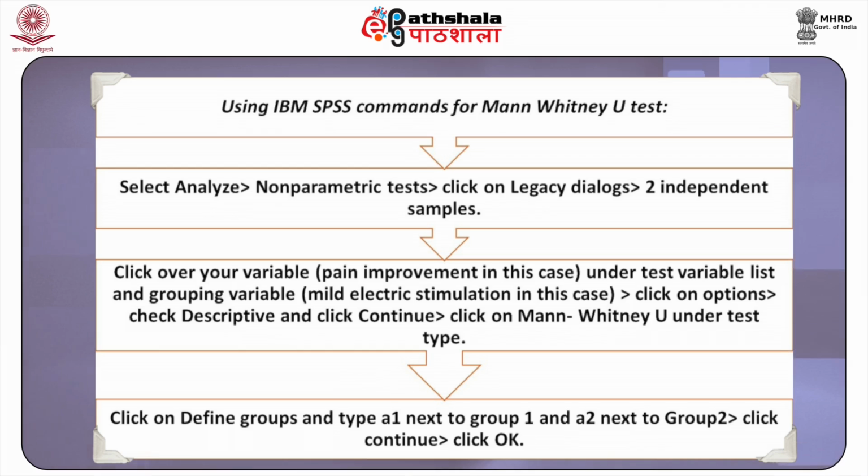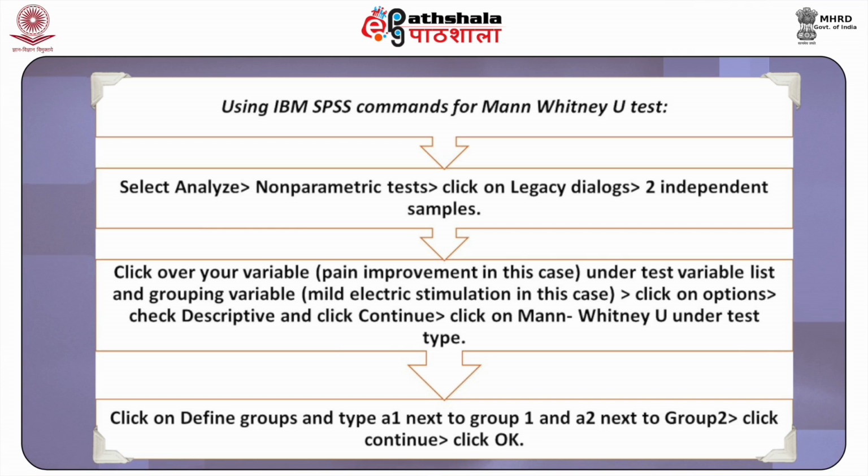We can also use the IBM SPSS commands for the Mann-Whitney test. The steps used for the SPSS application for the Mann-Whitney test are: select Analyze, Non-Parametric Tests, click on Legacy Dialogs, 2 Independent Samples, click over your variables, which in this case is pain improvement, under test variable list, and grouping variable, which is mild electric stimulation in this case, and click on Options. Check Descriptive and click Continue.